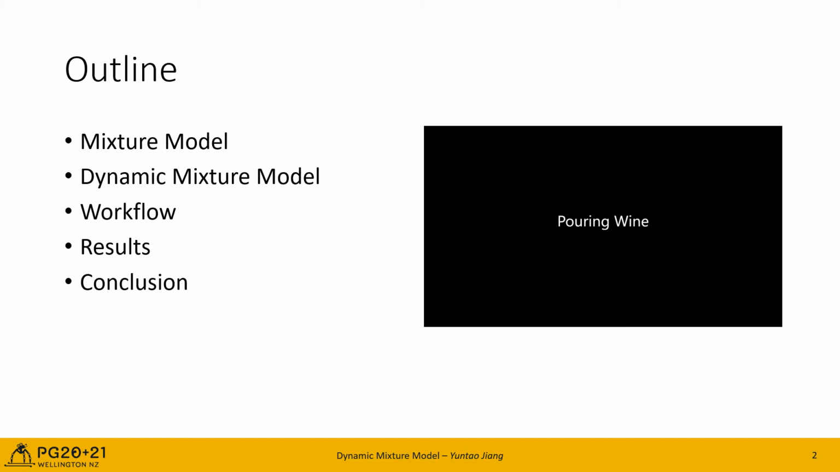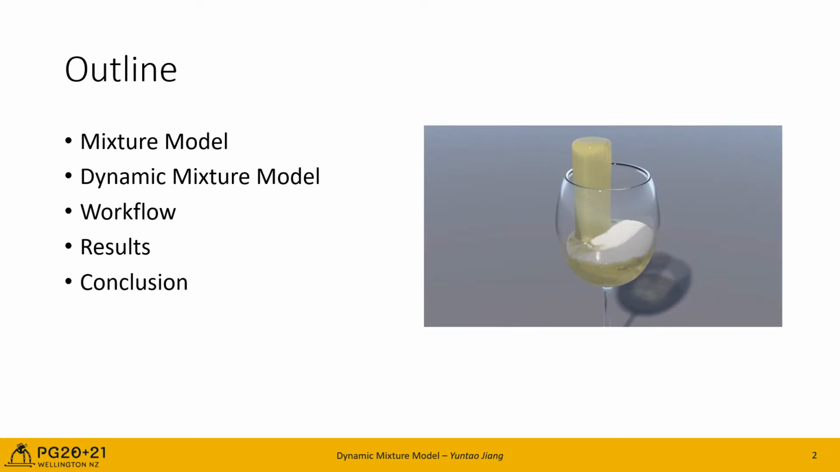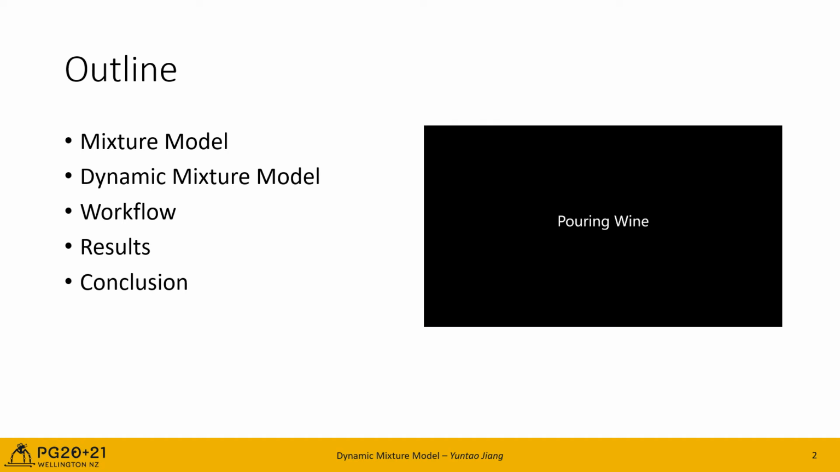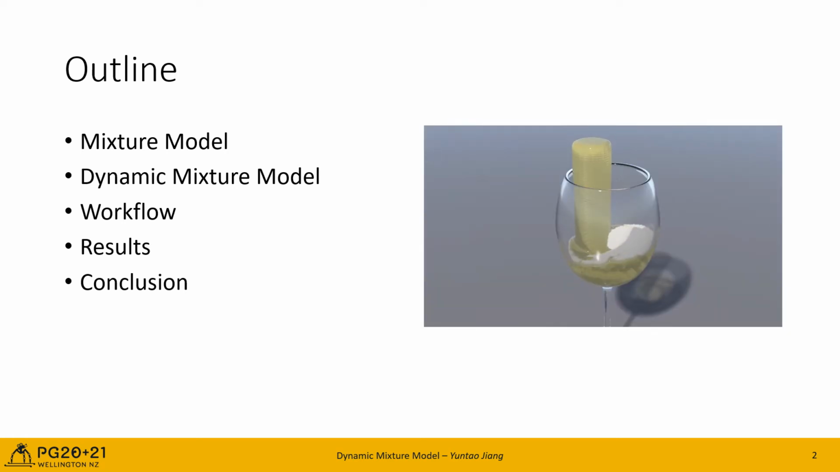Here, let's first watch a video showing some bubbly wine being poured into a glass. The liquid and the gas are quickly separating, forming a floating bubble layer. This quick separation process is achieved by our dynamic mixture model.